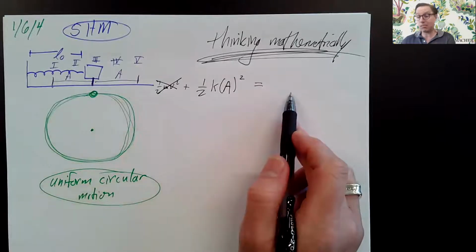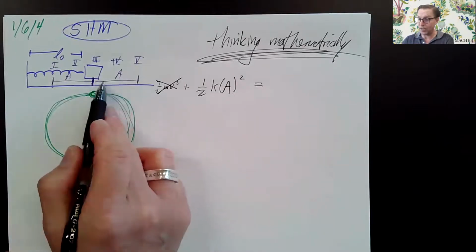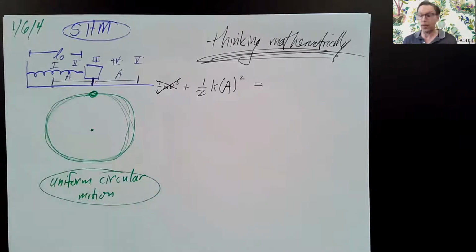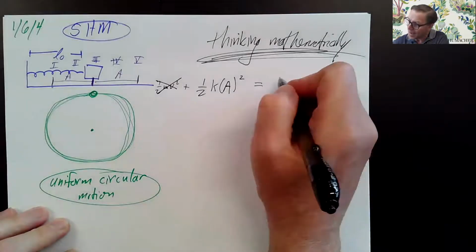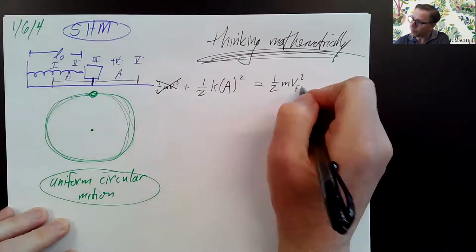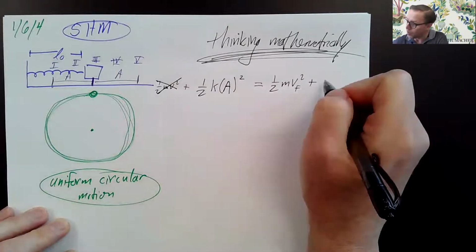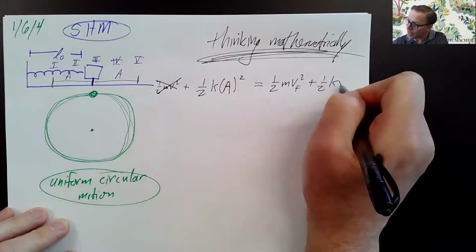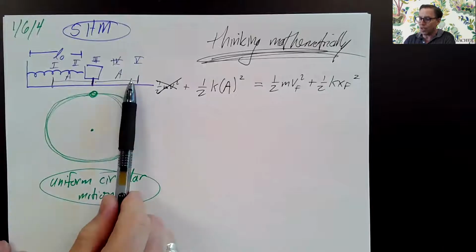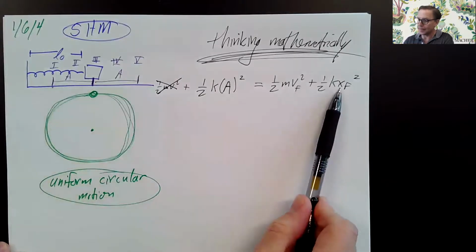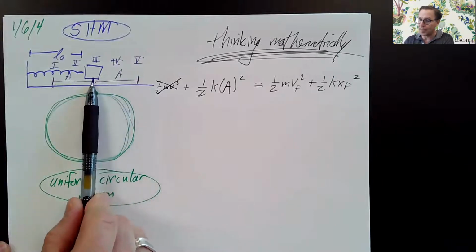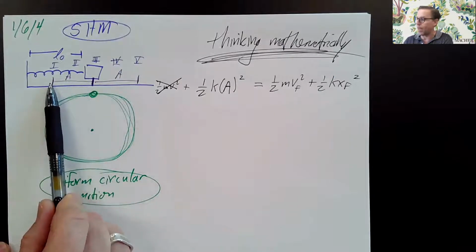At the end, well, I don't know when the end is. Is the end here or here or here? The end is any moment that I want to ask you a question about. So at the end, I have some speed, v final squared, and we're at some location, 1/2 k x final squared. There is any location along here, x, x is a big number, x is less, 0, x is a bigger number all the way up to A.